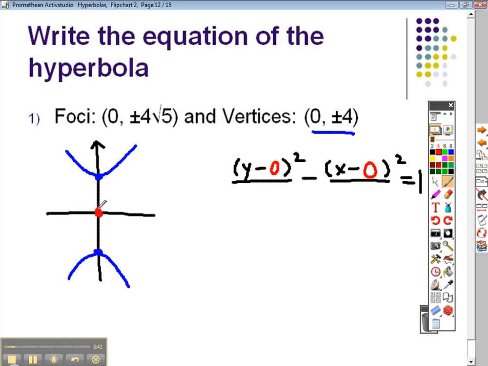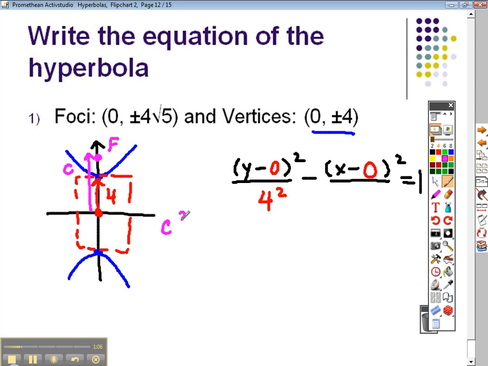I can find the number under the y if I count, and I know that I went up 4. So underneath the y should be 4 squared. Notice I don't know what the sides of the box look like, and I can't really estimate. So I need another piece of information that's going to help me figure out what goes under the x. What we're going to turn to is the foci up here, and we can find the distance from the center to the focus, and that's our c.